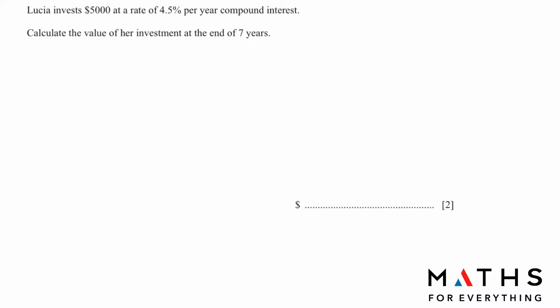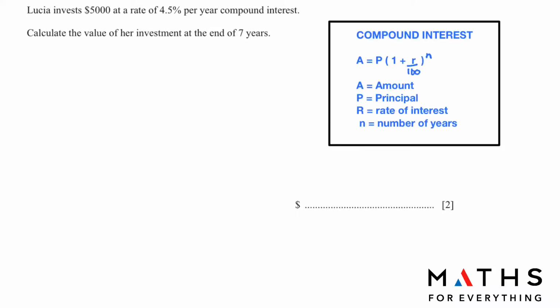You need to know the formula, which is A is equal to P bracket 1 plus R over 100 to the power of N. A is the amount or the value of the investment. P is the principal, that is the starting. Let's write down. The principal is your starting amount, which is 5,000. Then the rate of interest is R, which is 4.5. And the number of years is N, 7. So now we are going to substitute all of these values in the equation.